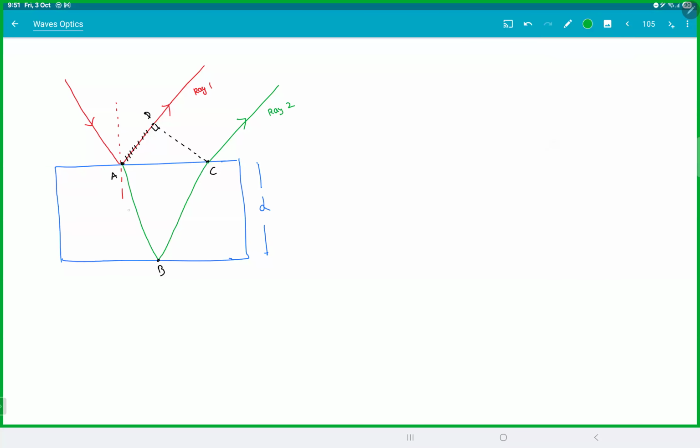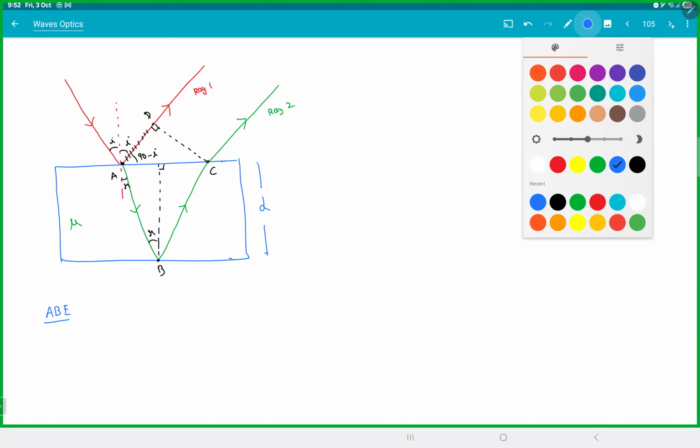And what about ray 2? Ray 2 is traveling inside the slab, isn't it? AB plus BC. This angle is I, this is I, so this will be 90 minus I. This is R, so if you drop a perpendicular, this is also R. So let's calculate these things. So if you take triangle ABE, let's call this point as E.